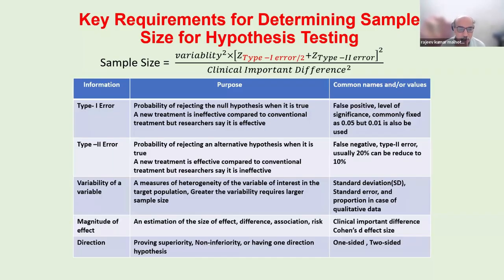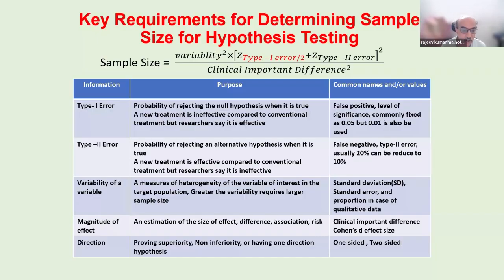Now the variability I have already explained. The standard deviation is a measure of heterogeneity of the variable of interest. This is what your standard deviation is, what the variation in the target population is. That is called standard deviation, or you can take the standard error also, or in the case of proportion, in the case of qualitative data. So that is variability. You must know what the standard deviation is.